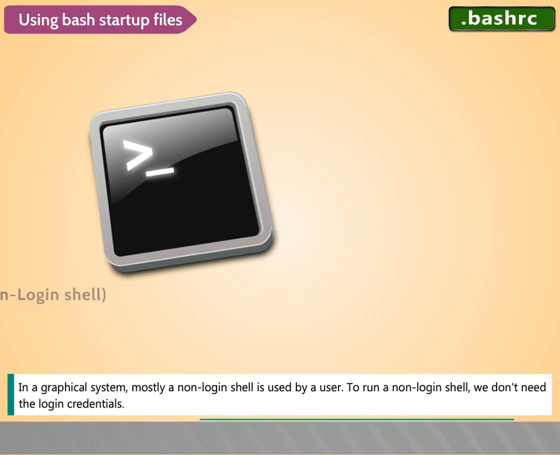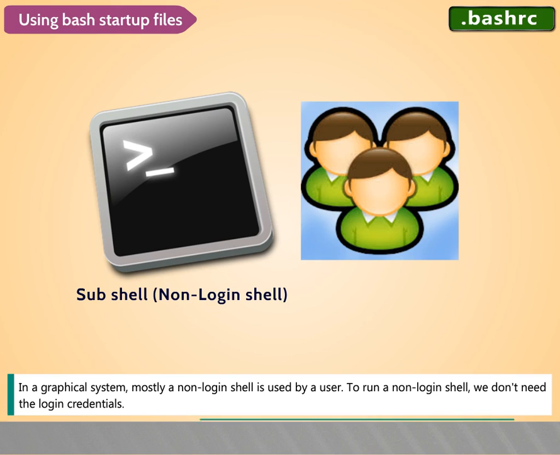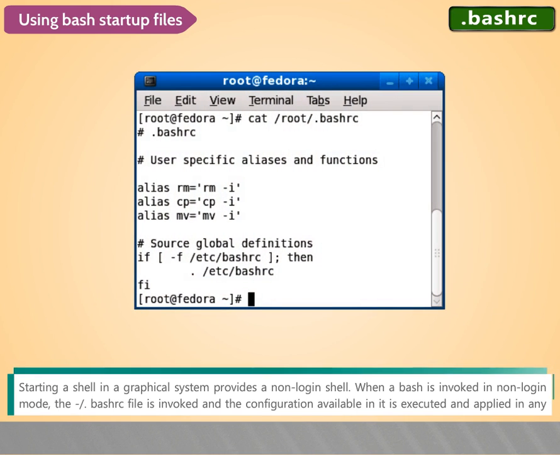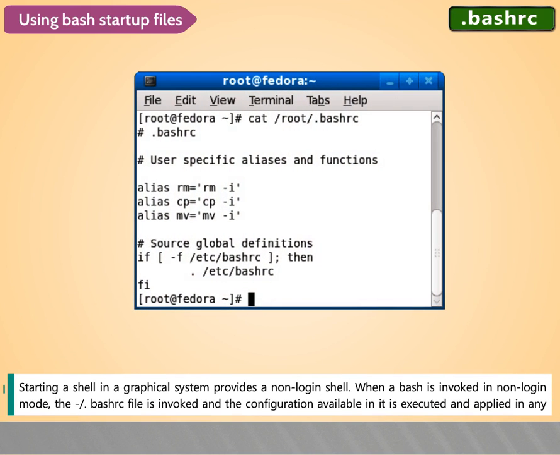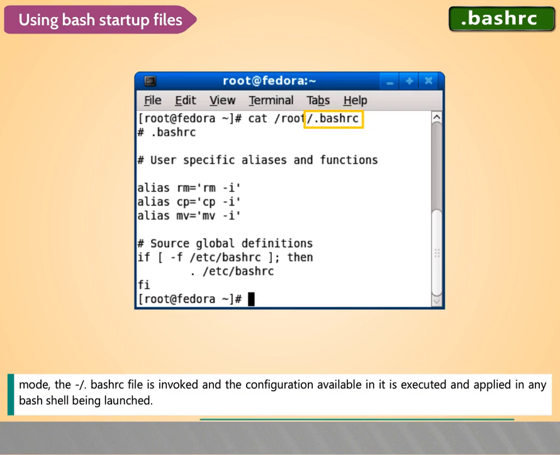In a graphical system, mostly a non-login shell is used by a user. To run a non-login shell, we don't need the login credentials. Starting a shell in a graphical system provides a non-login shell. When a bash is invoked in a non-login mode, the ~/.bashrc file is invoked and the configuration available in it is executed and applied in any bash shell being launched.